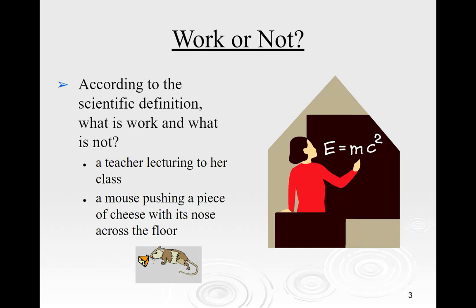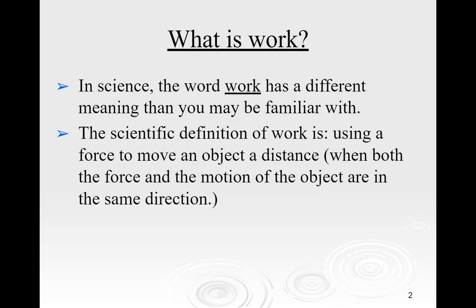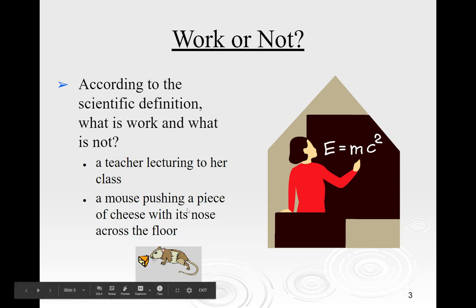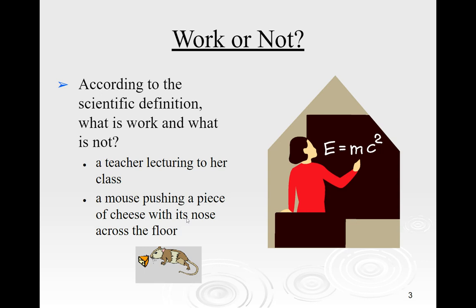According to the scientific definition, what is work and what is not? The first example here is a teacher lecturing to her class. Our other example is a mouse pushing a piece of cheese with its nose across the floor. So what is work and what is not work? Let's go back to our definition. Using a force to move an object a distance when both the force and the motion of the object are in the same direction. Is the teacher lecturing to her class using a force? I wouldn't say so. But let's think about a mouse pushing a piece of cheese with its nose across the floor. Is it using a force and pushing on an object in the same direction? Yes, it is. So the mouse is doing work on the cheese.